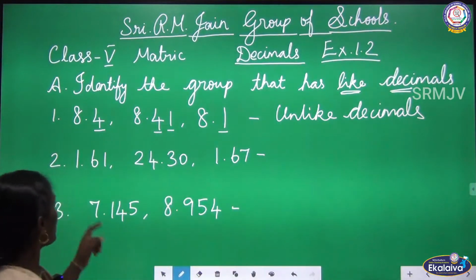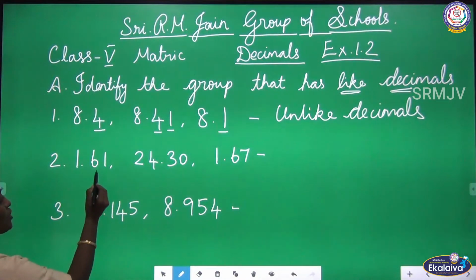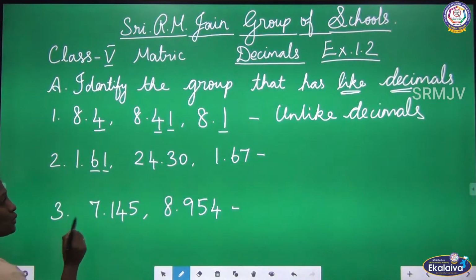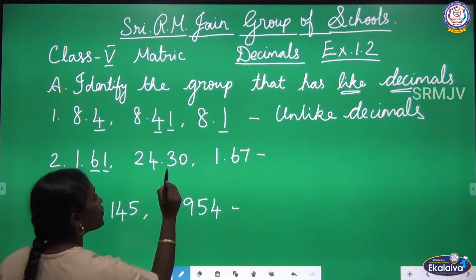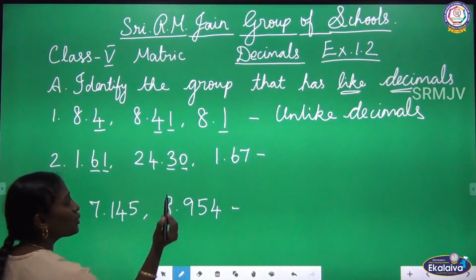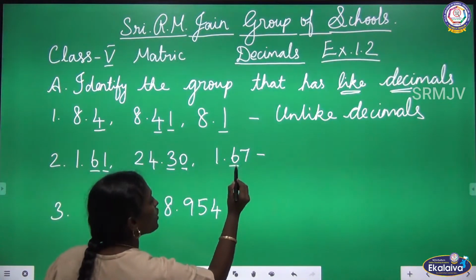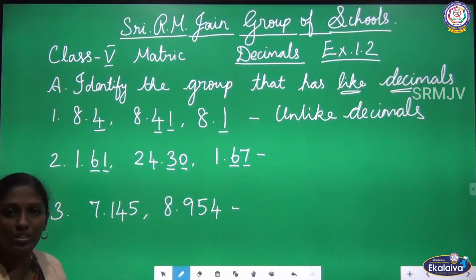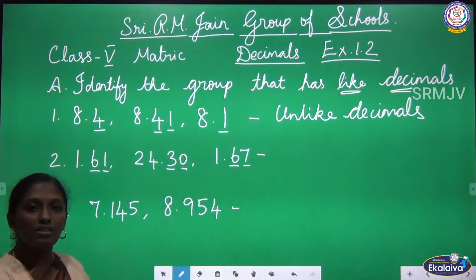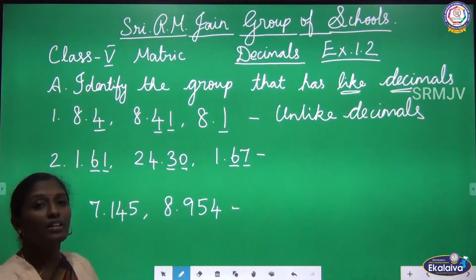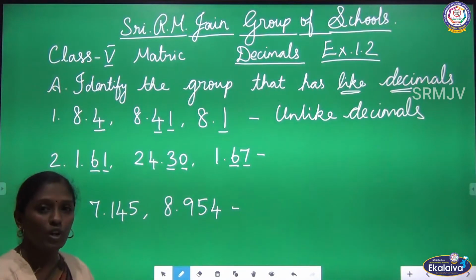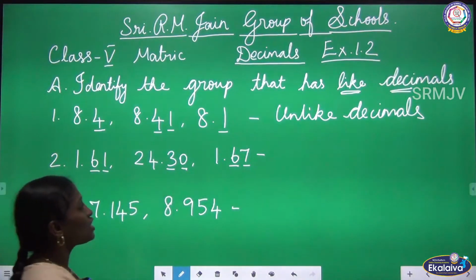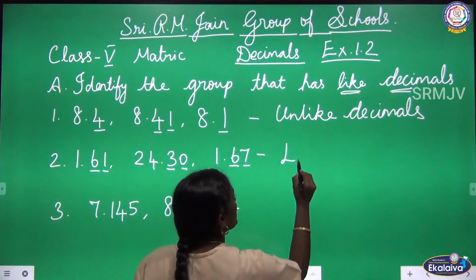Okay, see the next one. Here 1.61, two decimal places, 24.30, two decimal places, 1.67, again two decimal places. These decimal numbers are having two decimal places, the same number of decimal places. So these decimals are like decimals.